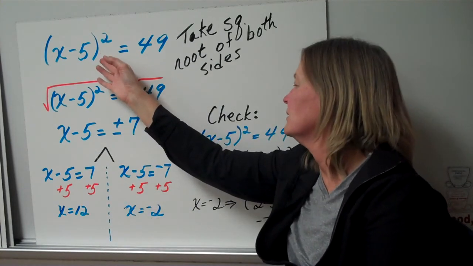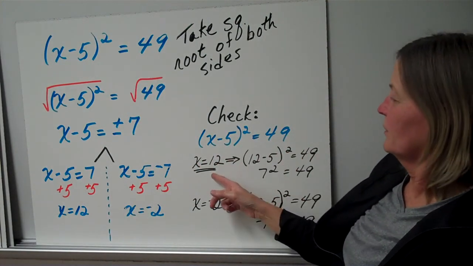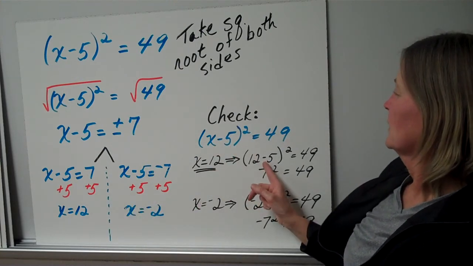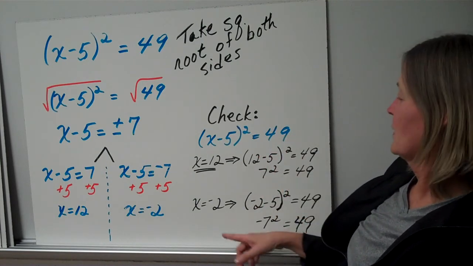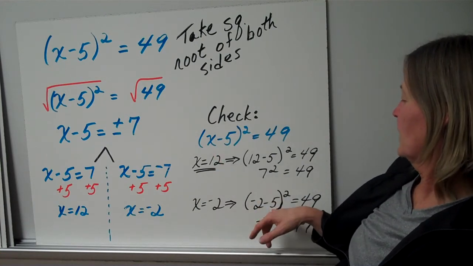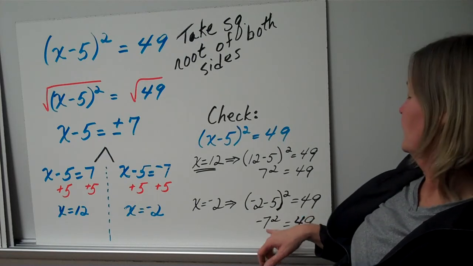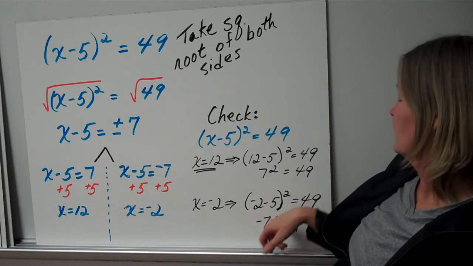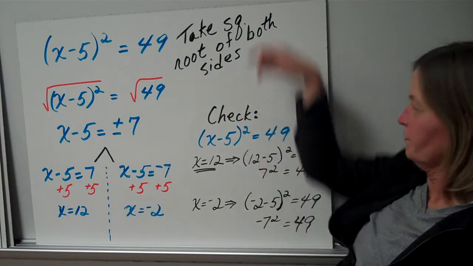Again, always a good idea to check. So I'm going to take the original problem and put in the first value we found, which is 12. 12 minus 5 is 7. 7 squared is 49, which does equal the 49. And then take the other value of negative 2, minus 5 becomes a negative 7. Negative 7 squared is 49. Be careful if you put the negative 7 squared into your calculator, because remember, with the negative 7 here, that needs to go into parentheses when you put it into a calculator.